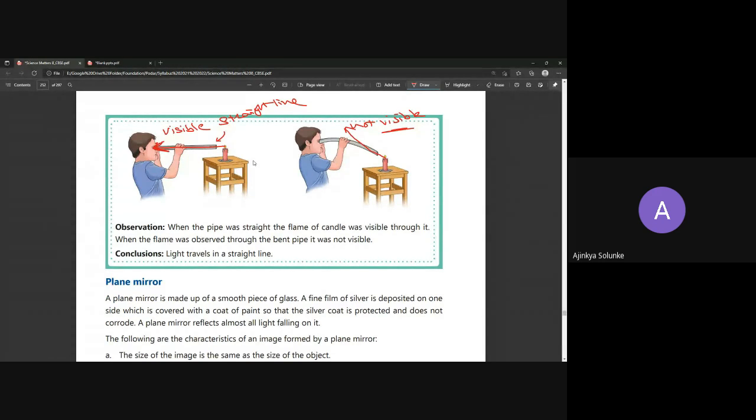So with this particular experiment, what can we say? That light travels in straight lines. Always, light travels in straight lines. Always remember this, a very important concept. Can you please underline this? In the exam, they might ask you: light travels in what kind of lines? Zigzag lines, curved lines? So all you have to remember is they travel in straight lines. One of the basic properties.